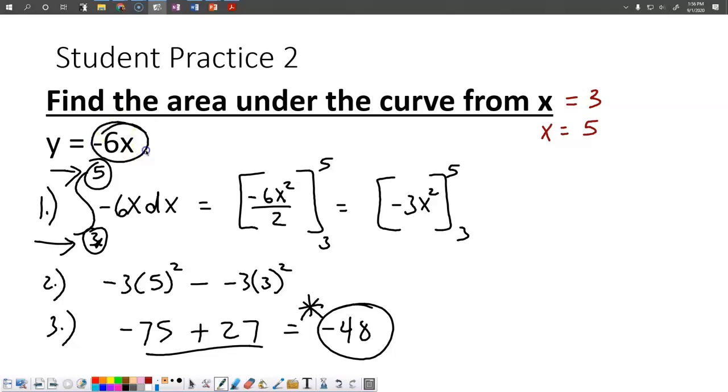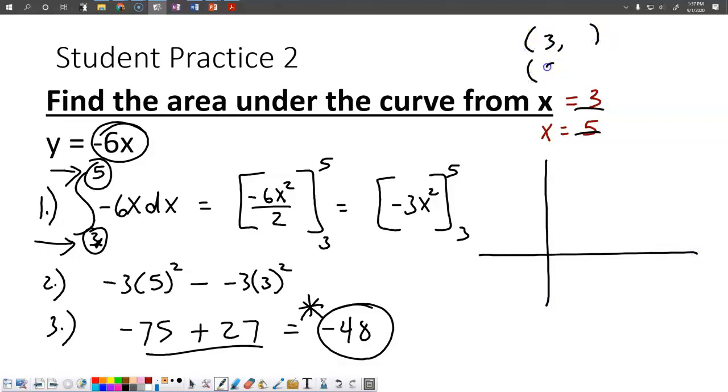Let's graph this function once again from 3 to 5. Okay? So, you don't have to do this if you don't want to, but it's just to help you understand. So, we have 2 x values, and I need the y values to go with them. So I'm going to plug 3 in to my function. That gives me negative 18. And then I'm going to plug 5 into my function. That gives me negative 30. Okay? So 1, 2, 3, 4, 5.